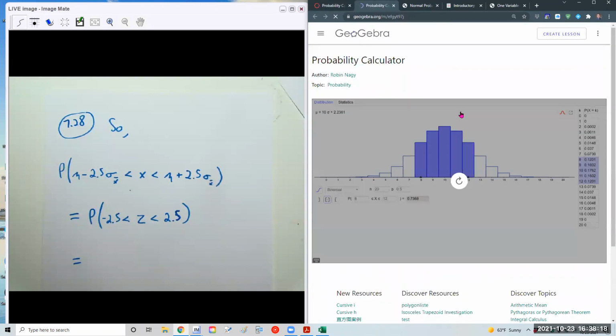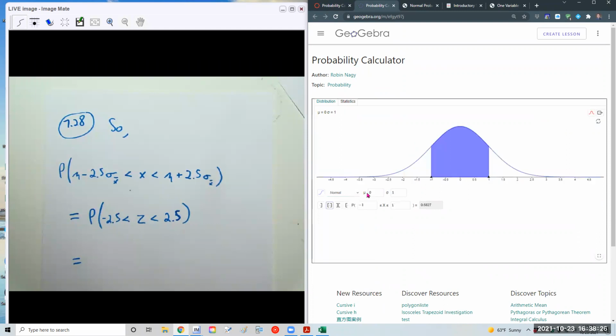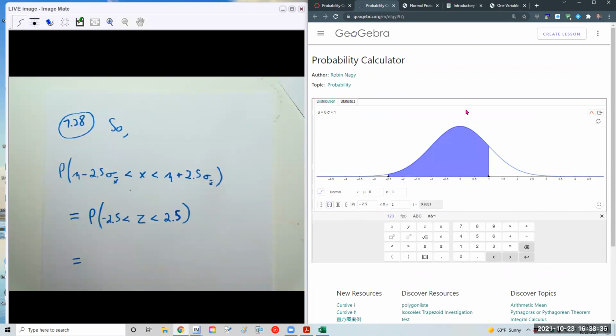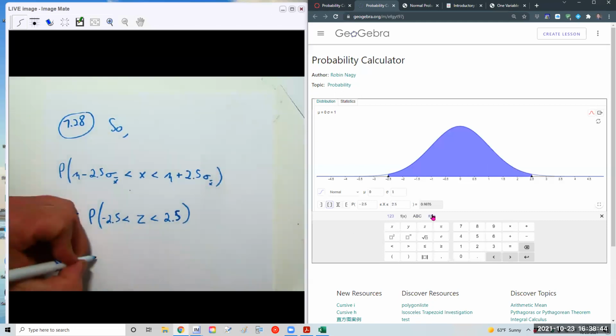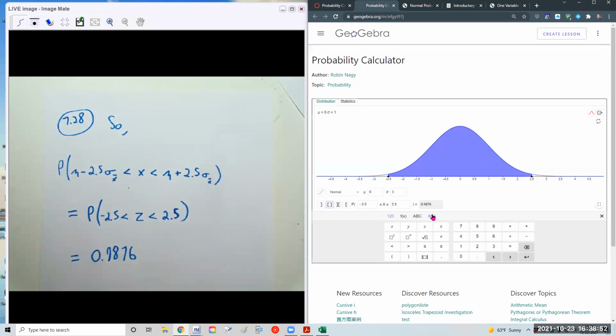It's just this link here. Okay. So change this to a normal. I've got mu and sigma at 0 and 1 like I want to. So I've got the standard normal distribution, and now just change this number to negative 2.5, and this number to 2.5. And we're done: about 98%, 0.9876. So about 98% of x bar values will be within 2.5 standard deviations of the mean.